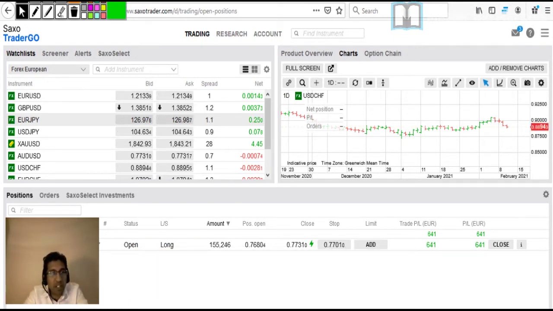So here we are seeing the Aussie dollar position. We are on our live trade on an end of day basis, which is about 640 up.